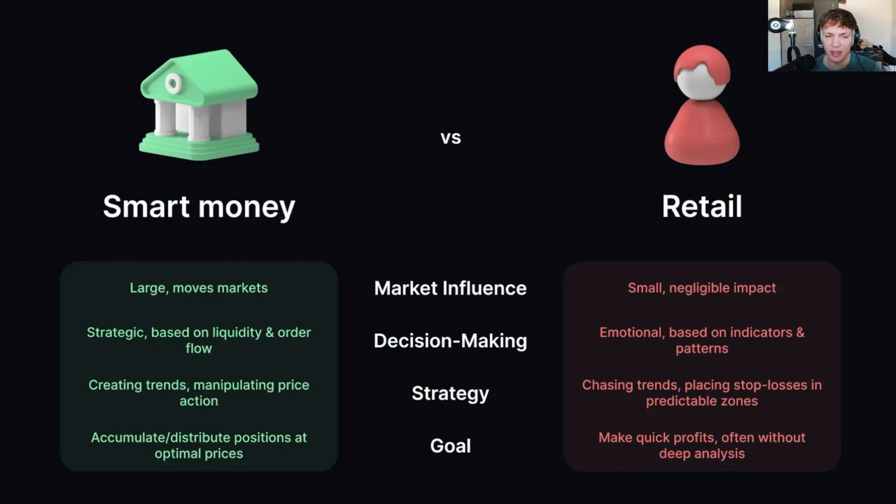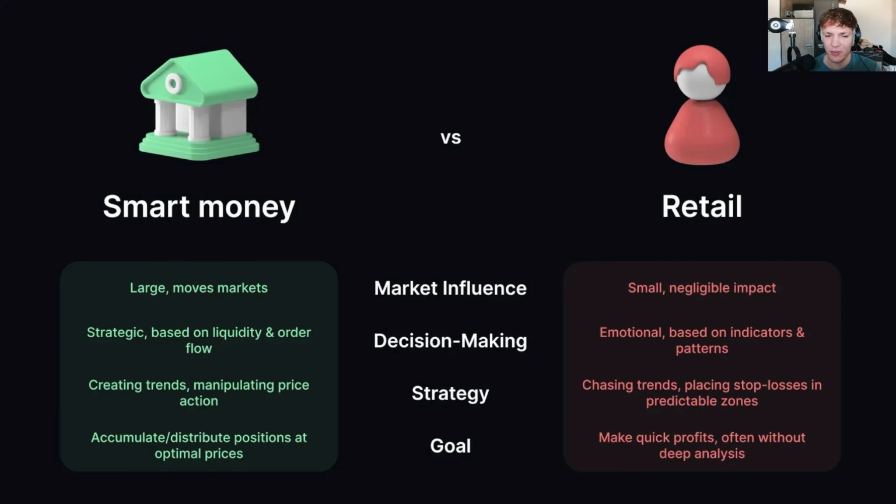Let's take a look at the second group. The second group is the institutions: hedge funds, banks, and prop firms. These guys are professionally trained and they manage massive amounts of money, often hundreds of millions or even billions. Their advantage: they can move and influence the market. They often create the conditions that cause prices to go up or down, and they profit from those movements.